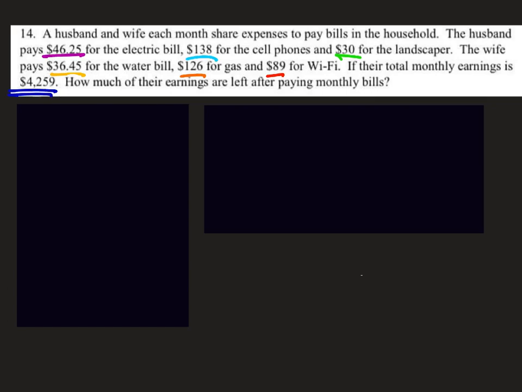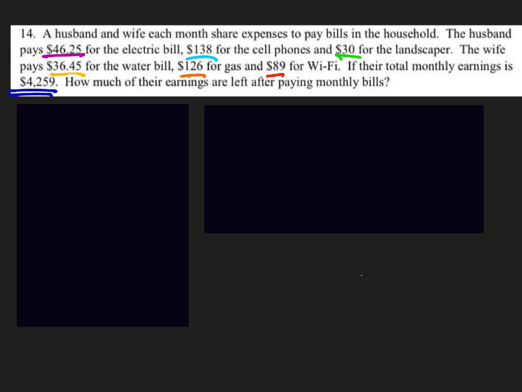So husband and wife each month share expenses to pay bills in the household. The husband pays this much for the electric bill, this much for the cell phones, and this much for the landscaper. The wife pays this much for the water bill, this much for the gas, and this much for the Wi-Fi. If their monthly earnings together is $4,259, how much is left after paying their monthly bills?